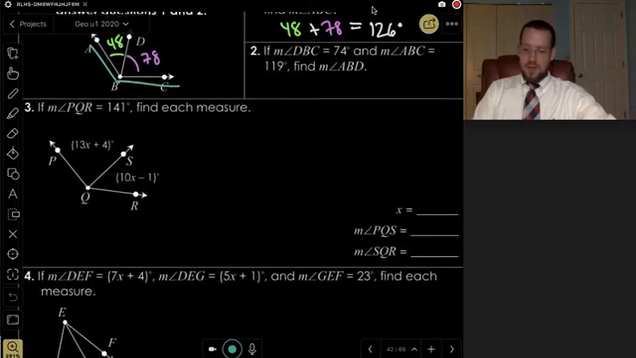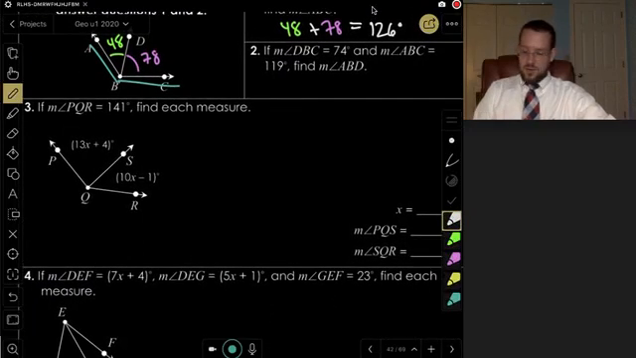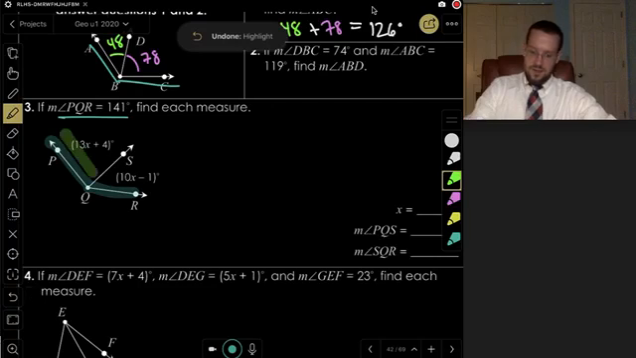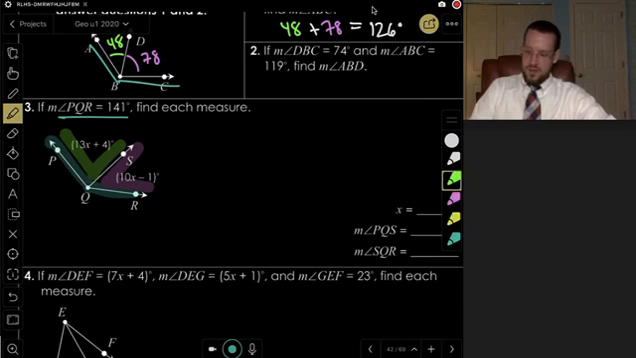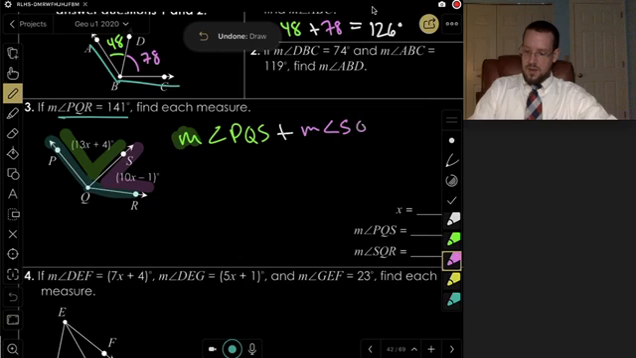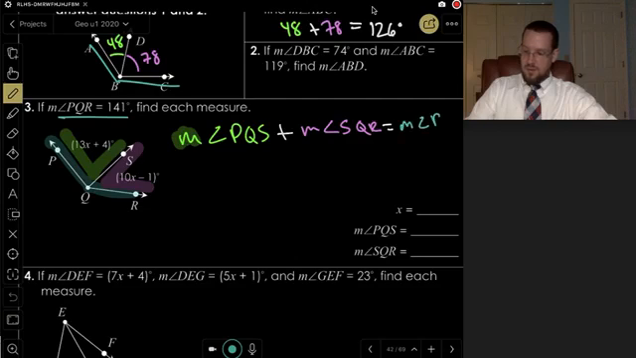Okay, so let's look at what happens when we incorporate algebra. We're told that angle PQR looks like it's going to be the whole thing. PQR is 141, and inside is 13x plus 4, and also inside is 10x minus 1. So let's see what we can do. We want to take the measure of angle PQS plus the measure of angle SQR, and it's going to be equal to the whole thing, the measure of angle PQR.